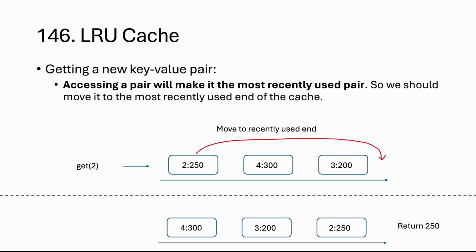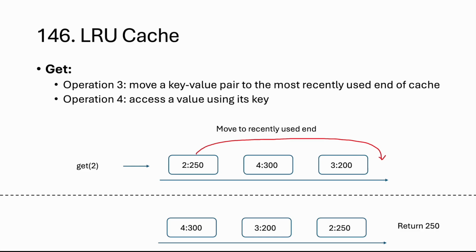For getting a key-value pair, accessing a pair will make it the most recently used pair, so we should move it to the most recently used end of the cache, and also return the value. So in this case, get 2, we move 2 250 to the most recently used end, and then also return 250. For the get function, it involves 2 operations as well. One is to move a key-value pair to the most recently used end of the cache. The other one is to access a value using its key.